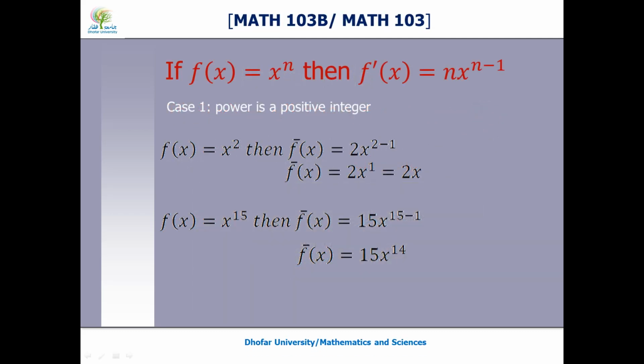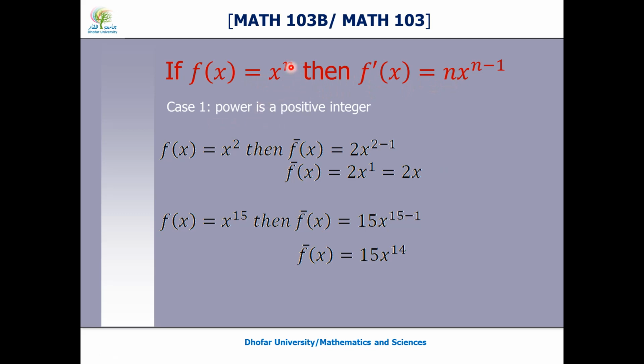Now the value of this index n might be positive, it might be negative, it might be an integer, it might be a rational number. So there are different cases, and for each case we will handle some examples now. But the general rule applies to all cases. Let's start with case number 1.